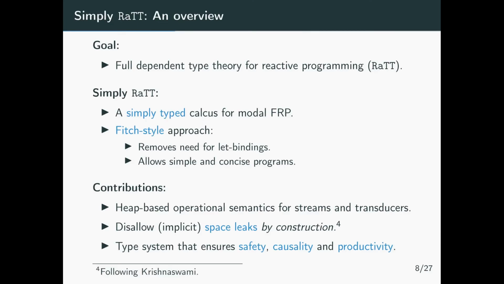Okay, so let's look at what we have done here. So the goal of this research is to create a full dependent type theory for reactive programming. This is what we call RaTT, reactive type theory. So far we have Simply RaTT. Simply RaTT is a simply typed calculus for Modal FRP, and this uses a Fitch-style approach. I'll return to what this means precisely, but this removes the need for let bindings, and it allows for simple and concise programs, at least we think so. And what we have is a heap-based operational semantics for streams and stream transducers. We disallow implicit space leaks by construction, and this is a result following Krishnaswamy for a similar language. And we have a type system that ensures safety, causality, and productivity.